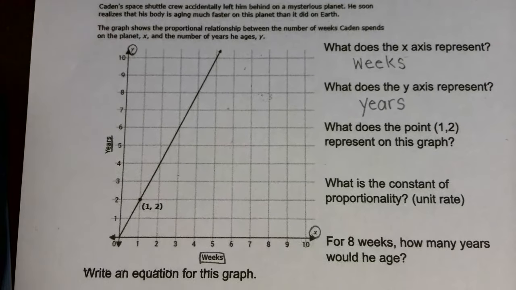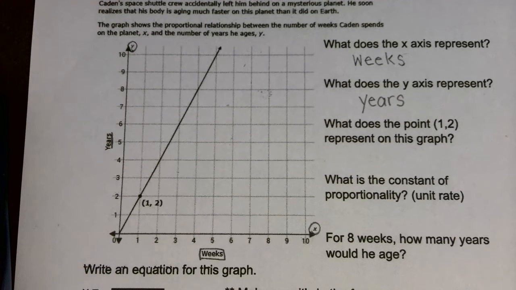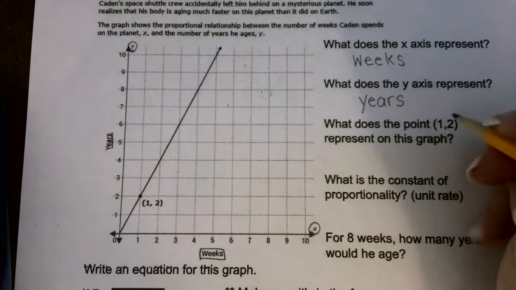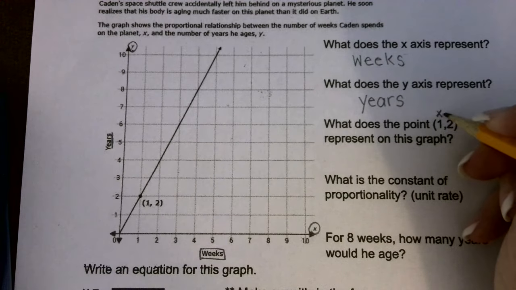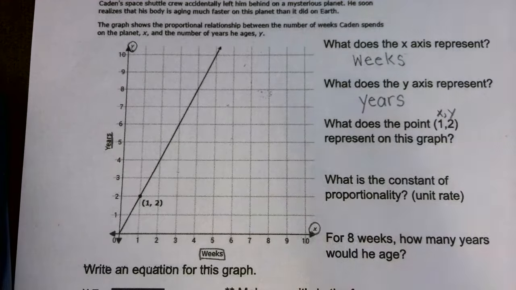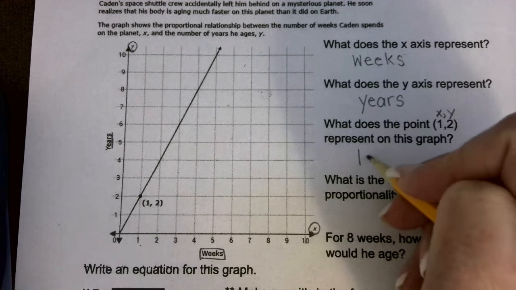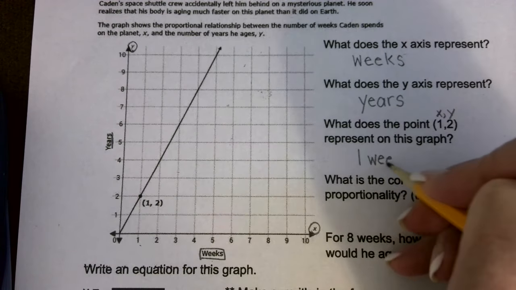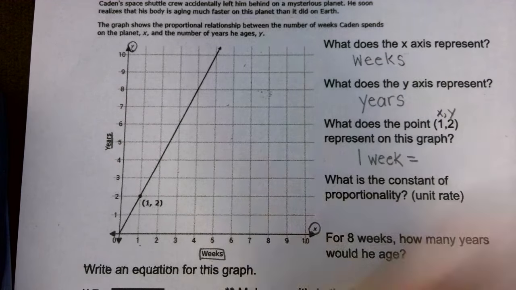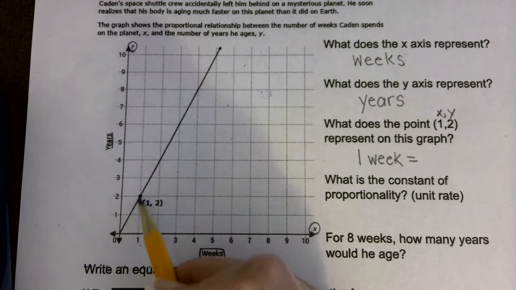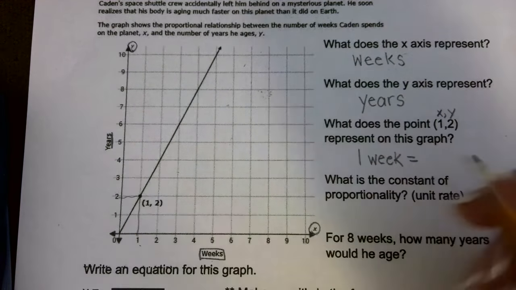What does the point (1, 2) represent on the graph? Remember that the first point in an ordered pair is always the x value, and the second value is the y value. So the x is 1 week, and that equals that he's aged 2 years.